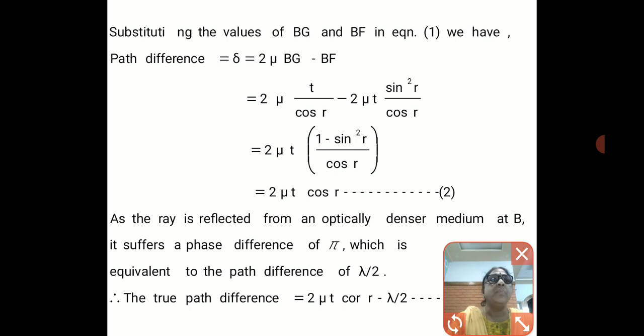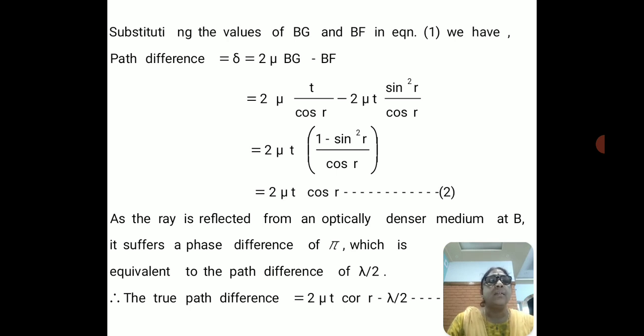Substituting the values of BG and BF in equation 1, we get the path difference delta equal to 2 mu (BG minus BF). As BG is equal to t divided by cos r, and this BF equal to 2 mu t sin square r divided by cos r, after simplification we get delta is equal to 2 mu t cos r. This is the path difference that we get in the case of reflected light.